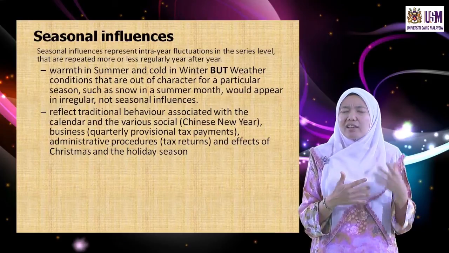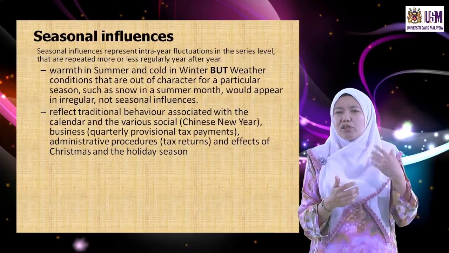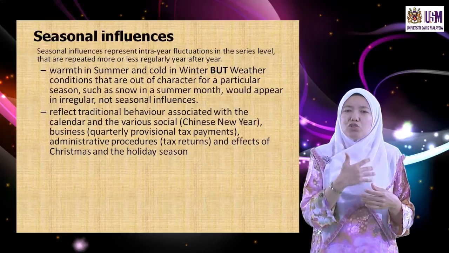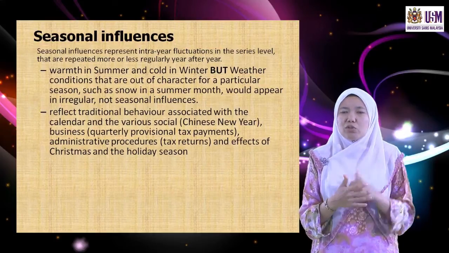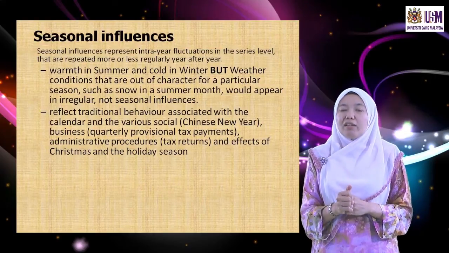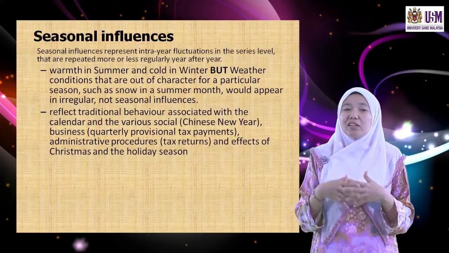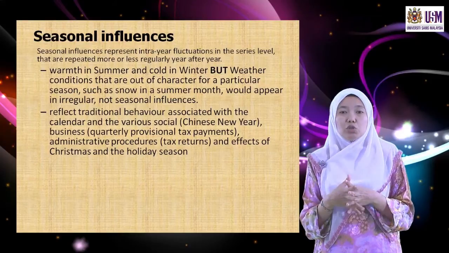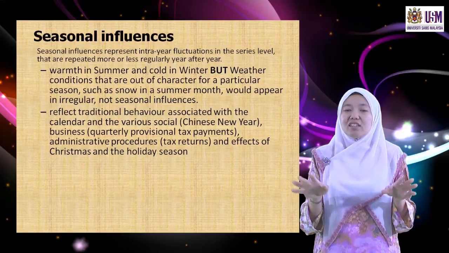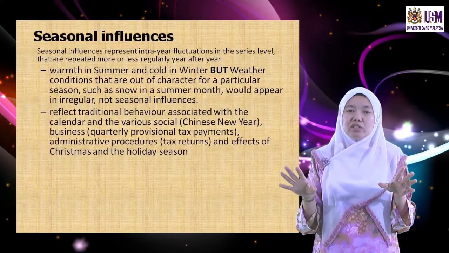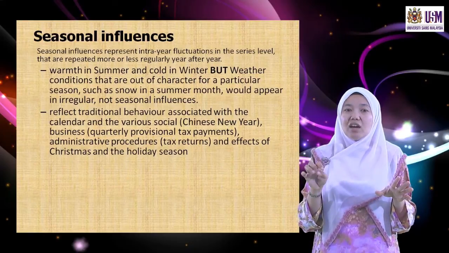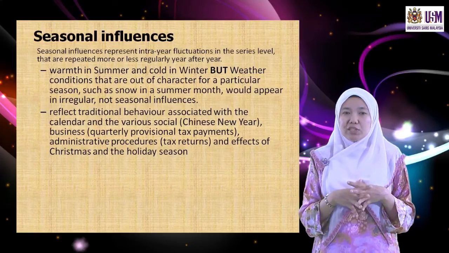You can expect that Kelantan, Terengganu, as well as Johor, usually have floods in December because of the monsoon season. But if we're talking about a four-season country, summer is a hot month, but suddenly you have snow in London in June. That is out of character. That is not a seasonal influence because that is totally irregular influences.